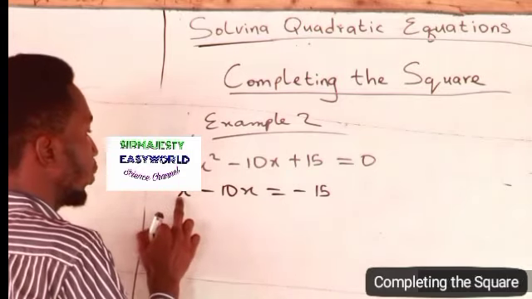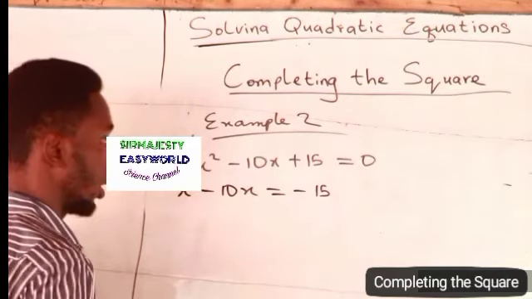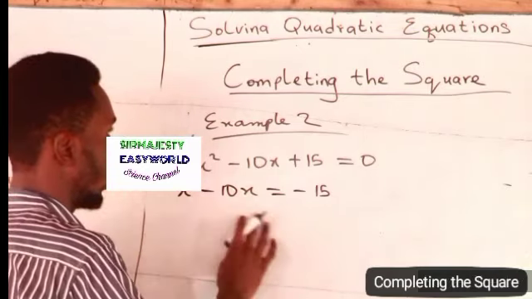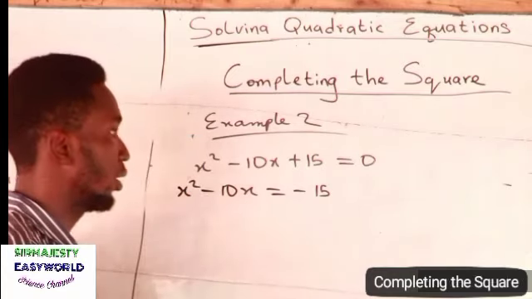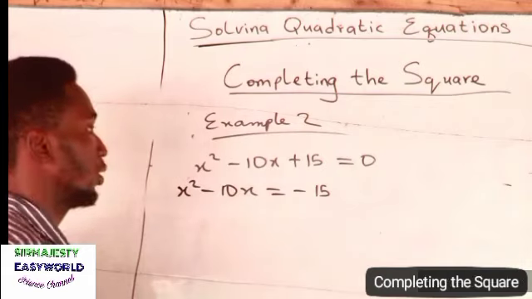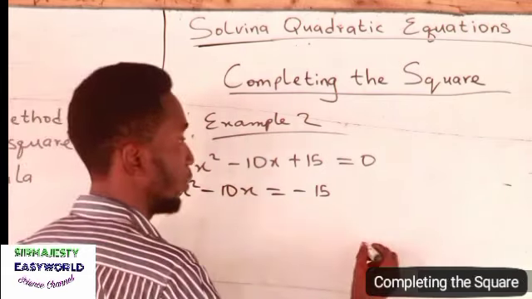Then we focus here. What must be added to x squared minus 10x to make it a perfect square? So this is where the whole completing the square method is. Once you learn this part, you're done. You're good with completing the square. If you can find the term which completes the square, then you don't have any problem.